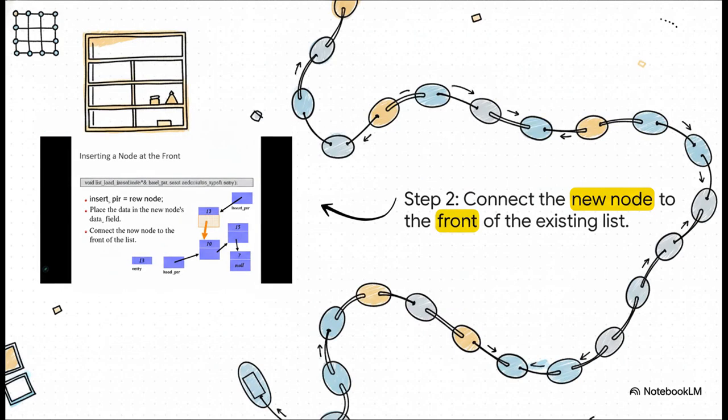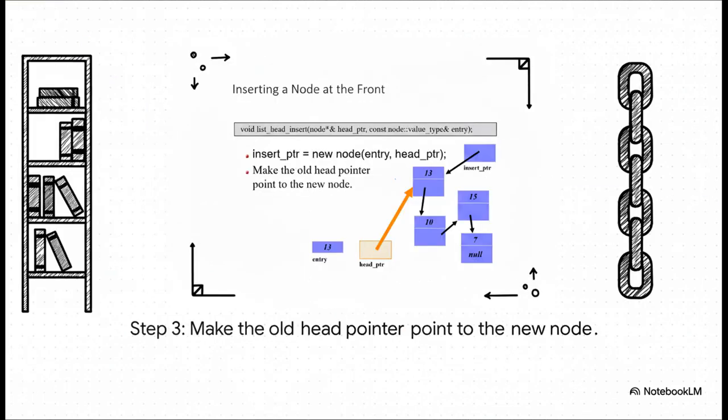Okay, now for the first clever bit. We take our new node, the 13 node, and we tell its next pointer to point to what used to be the first node in the list, the one with the number 10. And just like that, we've created the first link in our new longer chain. And now for the final move. We just change that main head pointer for the whole list. Instead of pointing to the 10 node, we just tell it, hey, from now on, you point to our new 13 node. And bam, we're done. The 13 node is now the official start of the list.